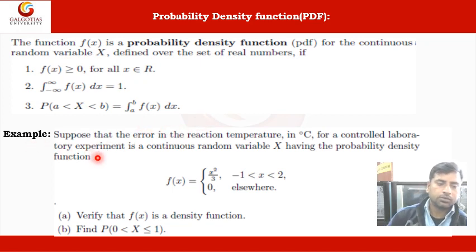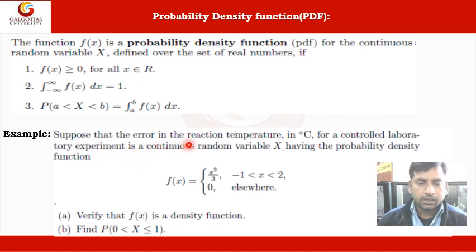Here is the example. Suppose that the error in the reaction temperature, in degrees centigrade, for a controlled laboratory experiment is a continuous random variable x having the probability distribution f of x equals x square upon 3 in the interval when x lies from minus 1 to 2, and elsewhere it's 0. First you have to verify that f of x is a density function, and second you have to find the probability of x when x is greater than 0 and less than or equal to 1. The solution is given on the next slide.